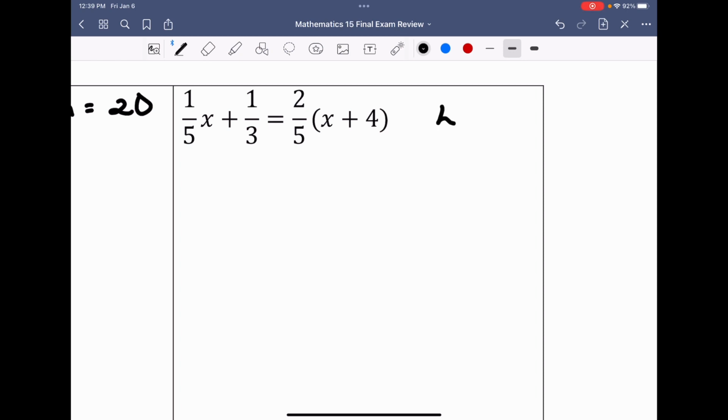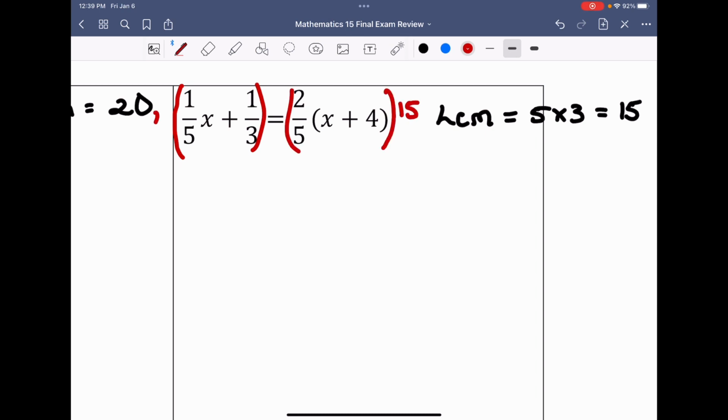Our LCM is simply multiplying one of each of those terms that appear in the denominator, because we don't want to do repeats. So our LCM is equal to 5 times 3, which is equal to 15. So remember, with LCMs, you're not going to put in the repeat. You're just putting one of each of those items that appear in the denominator. Now, just like we did in the last problem, we're going to surround everything on both sides in brackets, and we're going to multiply both by 15.